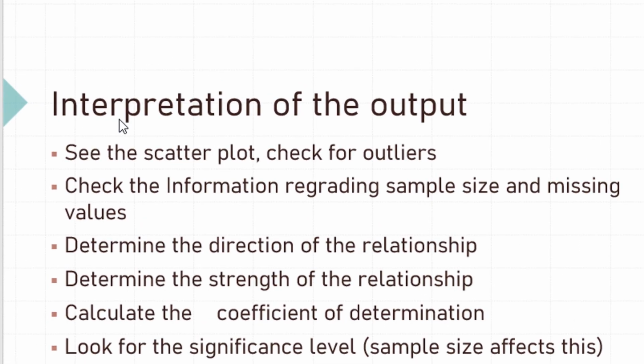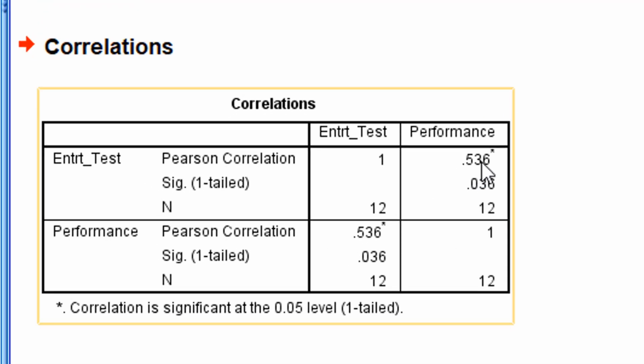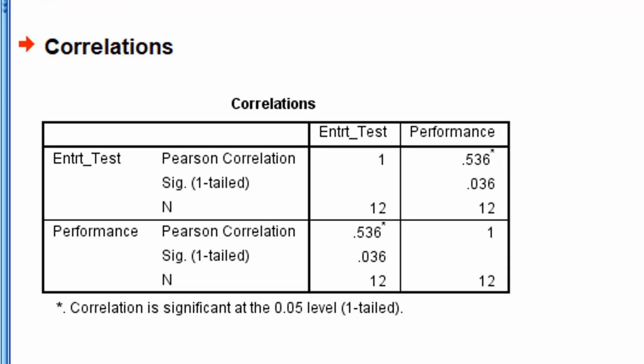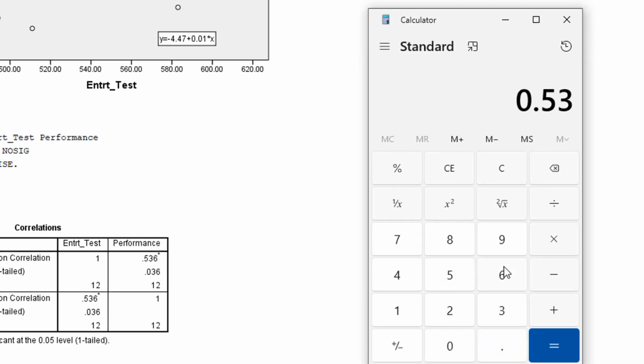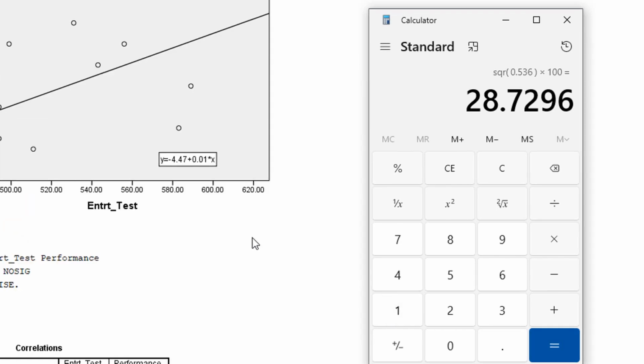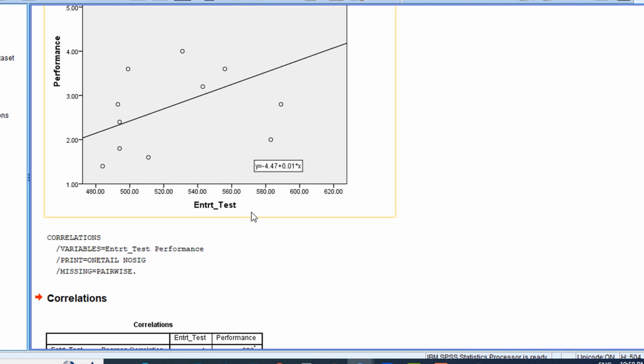Now let us calculate the coefficient of determination, which is called R square. This is 0.536, square it. This is 0.28, and we multiply it by 100. This gives us that this relationship explains 28.72% of the change in the dependent variable, which is performance, and you can see a lot of percentage is unexplained.